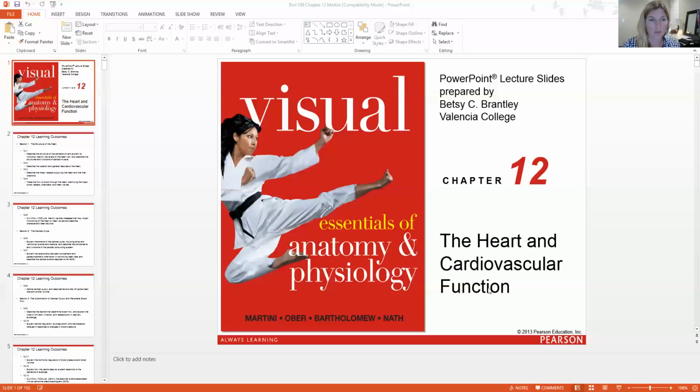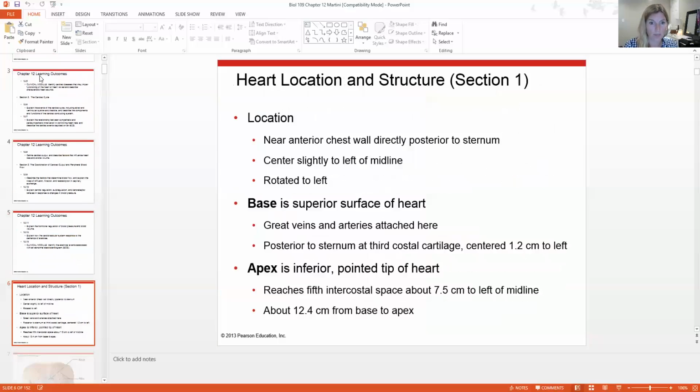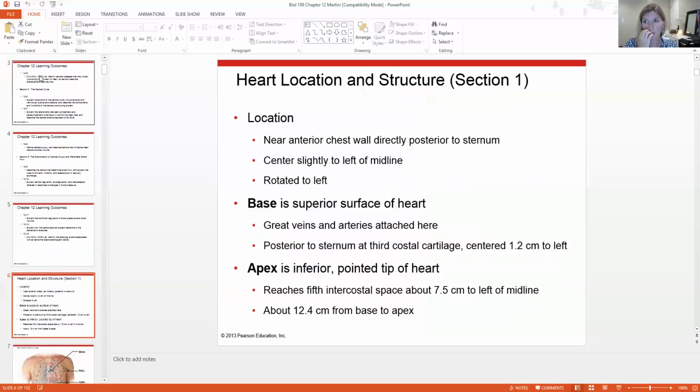Why, hello! We are going to dive into chapter 12, which is the heart and cardiovascular system. So let's go ahead and get started. Looking at chapter 12, flip through these learning outcomes. They're already posted for you in your chapter guide and in the weekly folder.